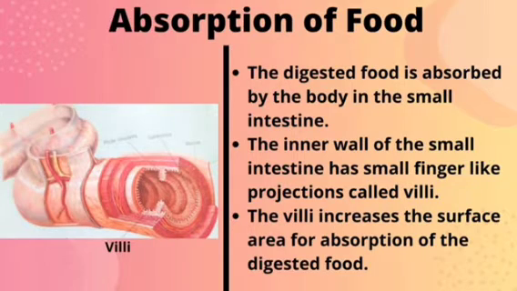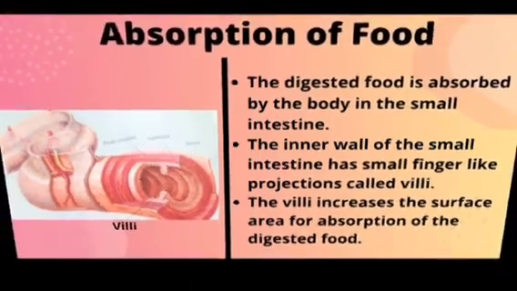What is it that is present in the small intestine which helps in absorption of food? The inner wall of the small intestine has thousands of finger-like projections called villi. What are they called? Villi, and they are finger-like projections. Now what is the function of these villi? The villi increase the surface area for the absorption of the digested food.